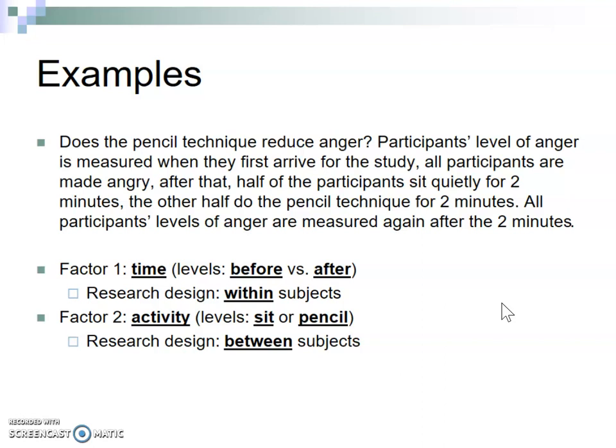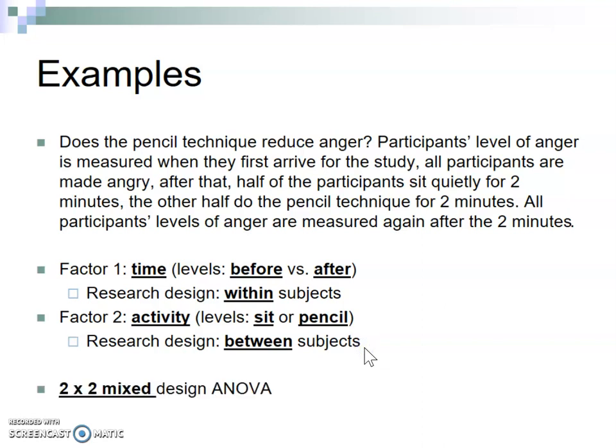This factor was measured using the research design of between subjects. So the reason for that is, again, we had half of the people doing one thing, the other half did another thing. So it's different people that sat quietly versus a totally different group of people that did the pencil technique. So that variable was measured in a between subjects sort of way.